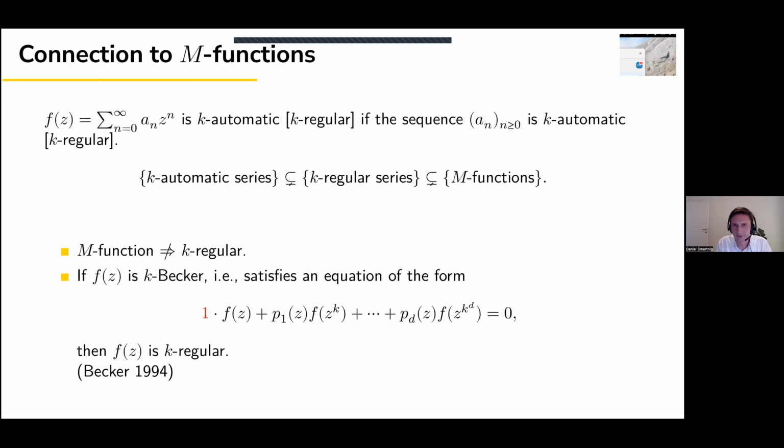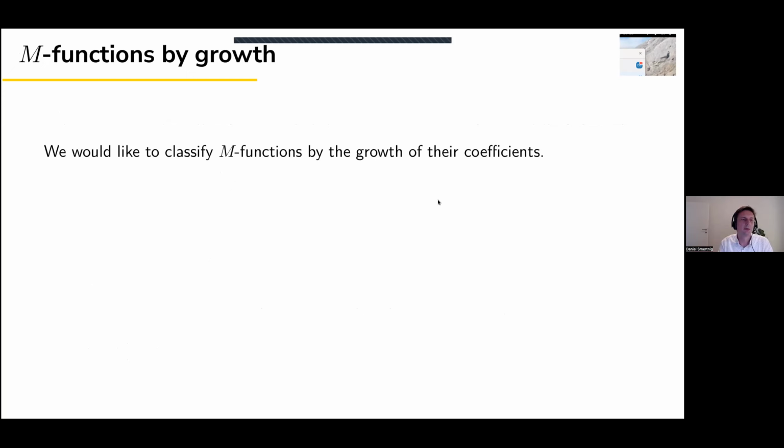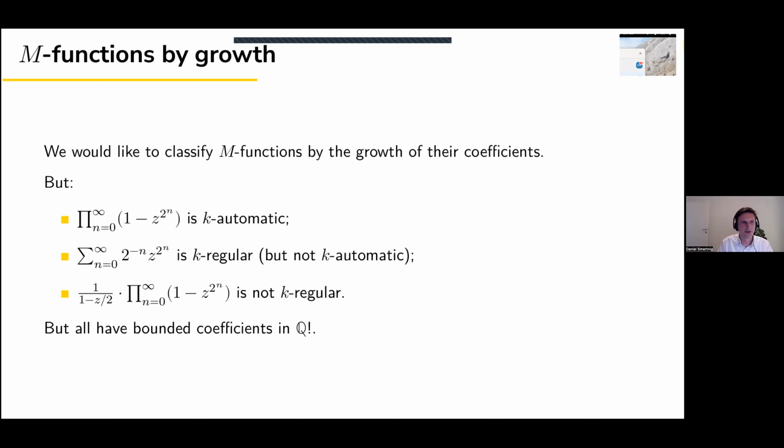So what we set out to do with this paper is to understand exactly how that works. For instance, we know that a k-regular series that only takes finitely many values is k-automatic, and conversely. Now, a question would be, if you have an m function and it only takes finitely many values, is it also k-automatic? And more generally, what we try to do is get a classification of these m functions by the asymptotic growth of the coefficients. Of course, the canonical thing to try would be to look at simply the absolute values of the coefficients. But this does not work.